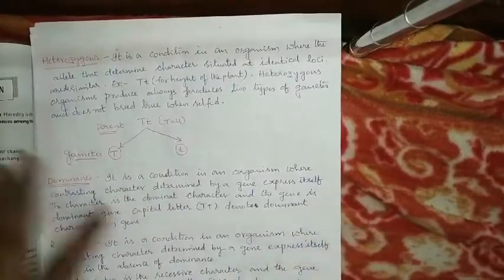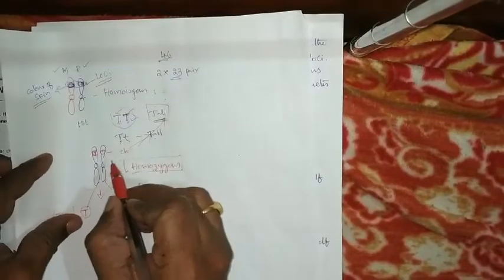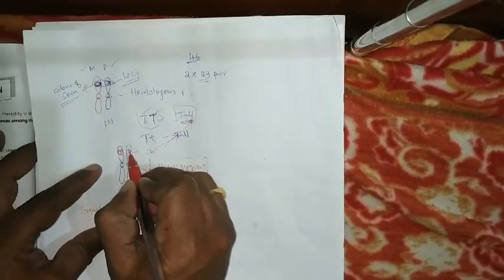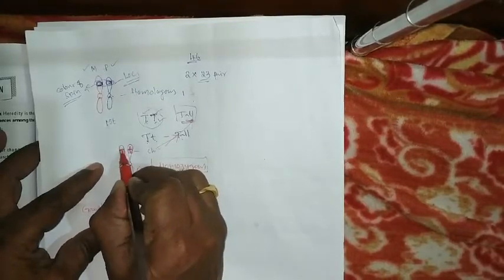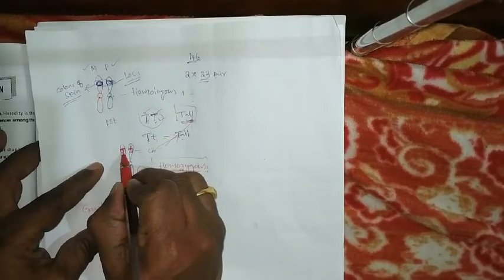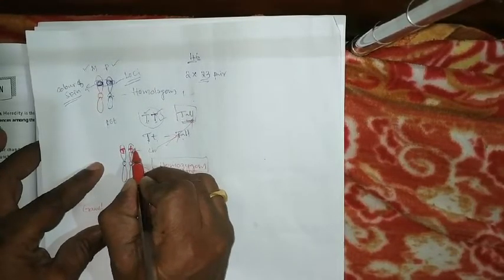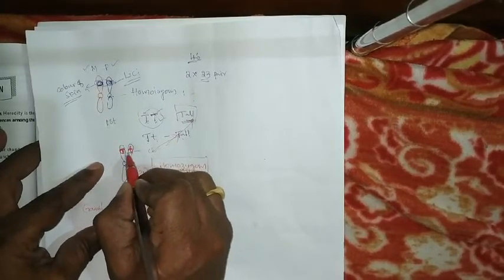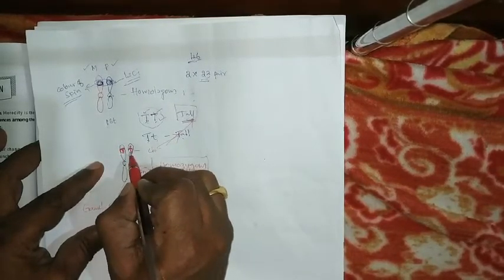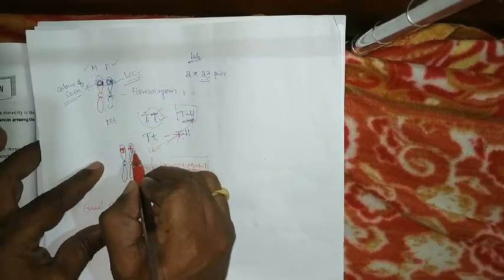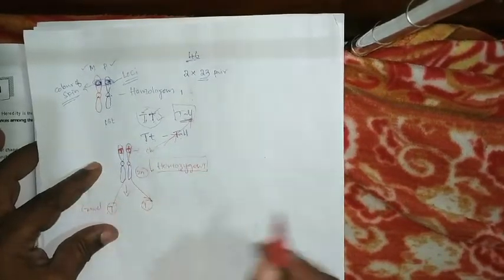Next, coming to the heterozygous. Heterozygous means, as we already discussed, on the homologous chromosome the alternative alleles are dissimilar. One is a capital T, the other one is a small t. Together, this is called heterozygous. Dissimilar alleles which represent the character are called heterozygous.